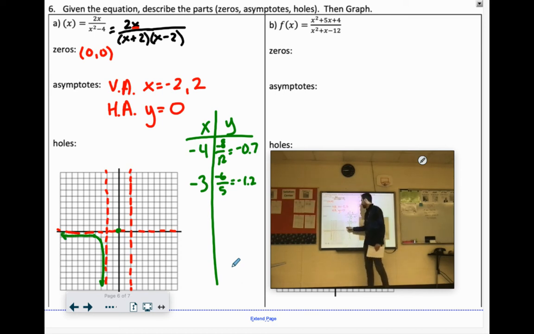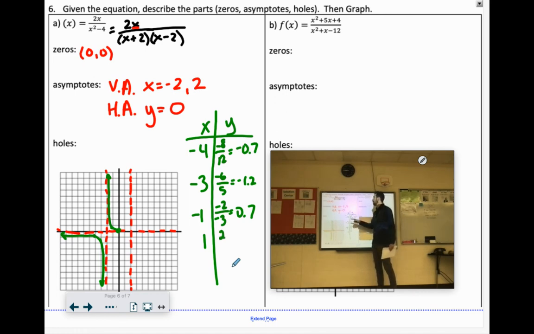Now if we were to choose negative 1, 2 times negative 1 is negative 2. Negative 1 squared is 1 minus 4 is negative 3. So this would come out to positive 0.6 repeating. So that would give us the left side of that. If we were to choose positive 1, 2 times 1 is 2. 1 squared is 1 minus 4 is negative 3. So this would give us negative 0.7.